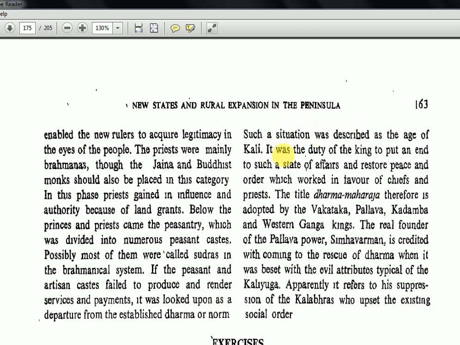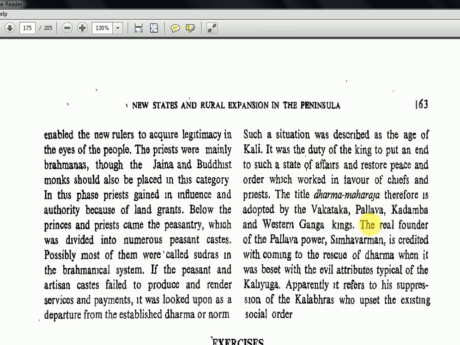It was the duty of the king to put an end to such a state of affairs and restore peace and order, which worked in favor of chiefs and priests. The title Dharma Maharaja therefore was adopted by the Vakataka, Pallava, Kadamba and the Western Ganga kings. Dharma Maharaja means he has to establish policies to end all these kinds of things.